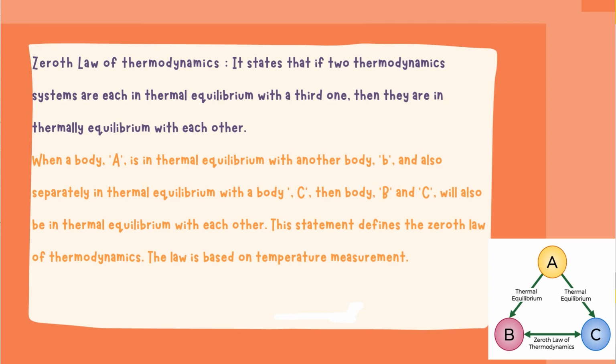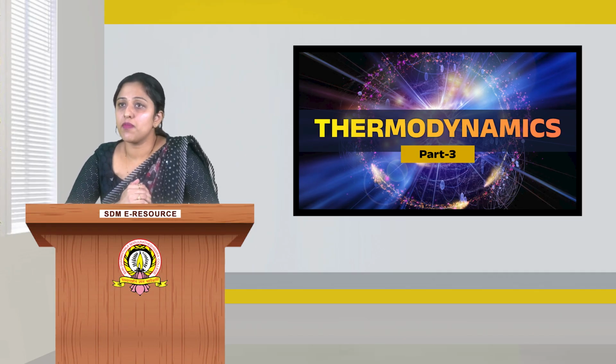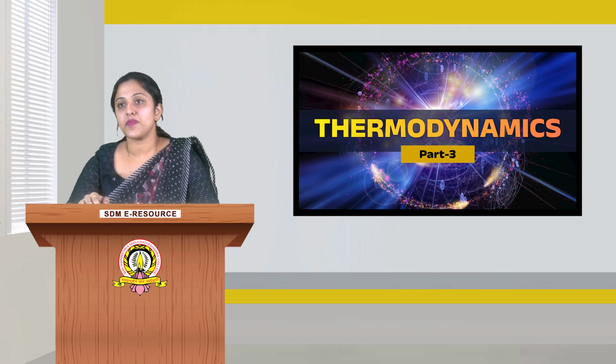In the diagram we can see that A is in equilibrium with B and A is also in equilibrium with C. It means B is in thermal equilibrium with C, which is the zeroth law of thermodynamics. An example of the zeroth law is when you have two glasses of water. One glass contains hot water and the other contains cold water. Now if we leave them on the table for a few hours, they will attain thermal equilibrium with the temperature of the room, which proves the zeroth law of thermodynamics.